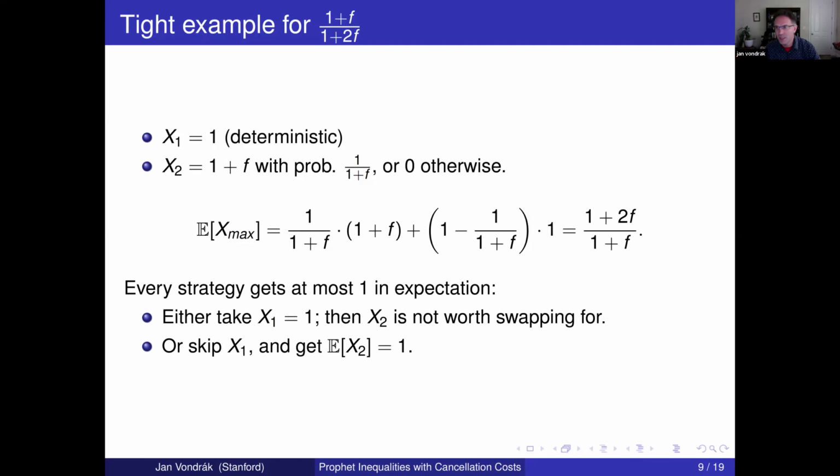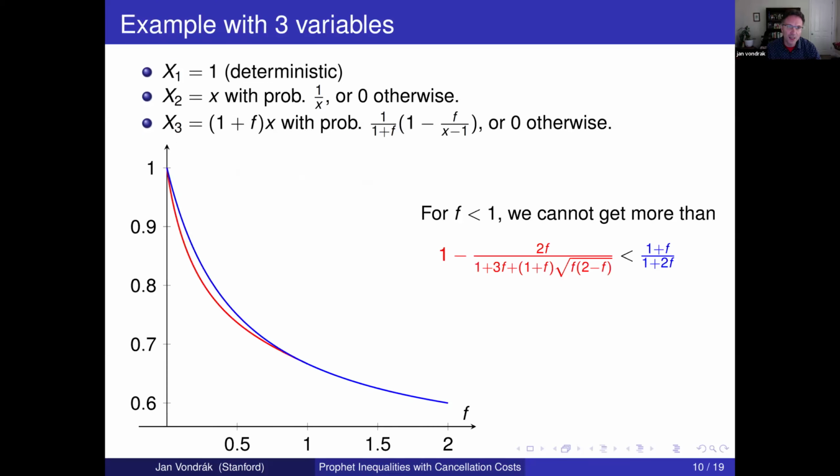Okay. But when you dig in a little bit deeper, you will see that with multiple variables, you can get some more interesting examples. With 3 variables, you can set up 3 variables in a way that gives some hardness factor, which is slightly worse when f is less than 1. So you can see that in the graph here, in the interval 0, 1, you actually shave off a little bit more by an example with 3 variables. And you get some function involving square root, which looks like this.